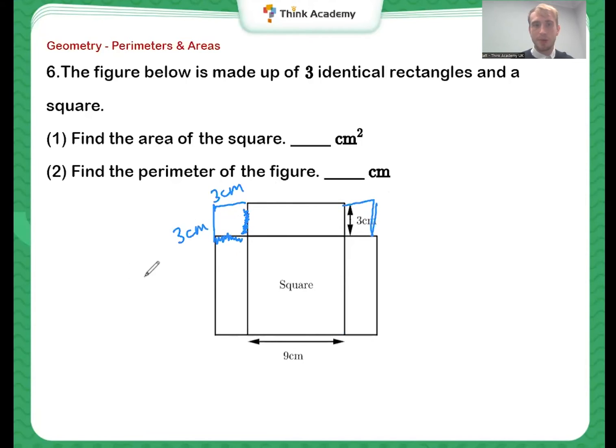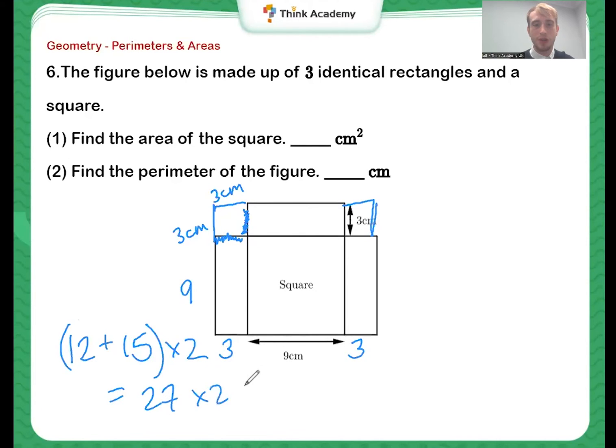So you can just find the perimeter of a rectangle that has 3 plus 9 width, which is 12, and 9 plus 3 plus 3 length, which is 15. So 12 and 15. Using our perimeter of a rectangle, we're going to add together the length and width and times by 2 to get 27 times 2, which is 54 centimeters. So a little reminder about that trick with the translation ones.